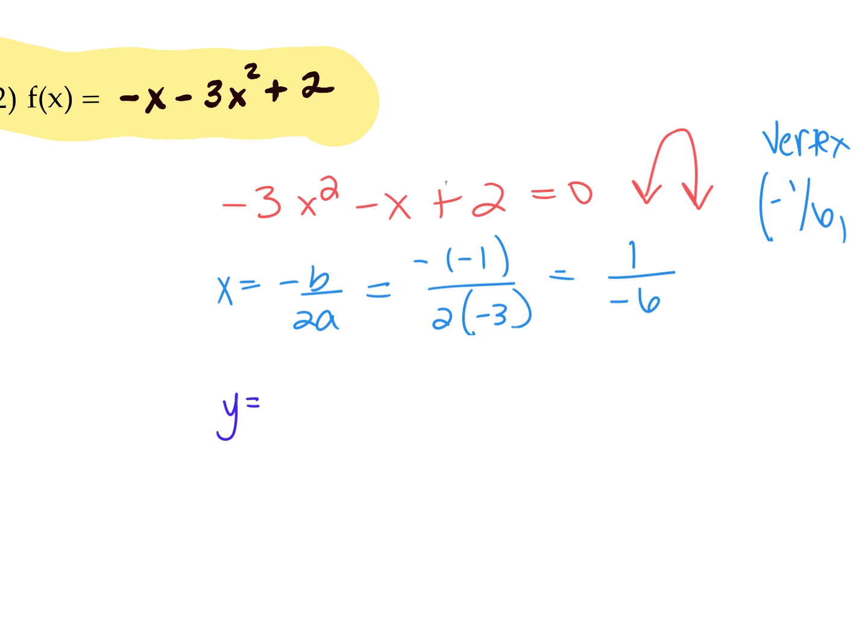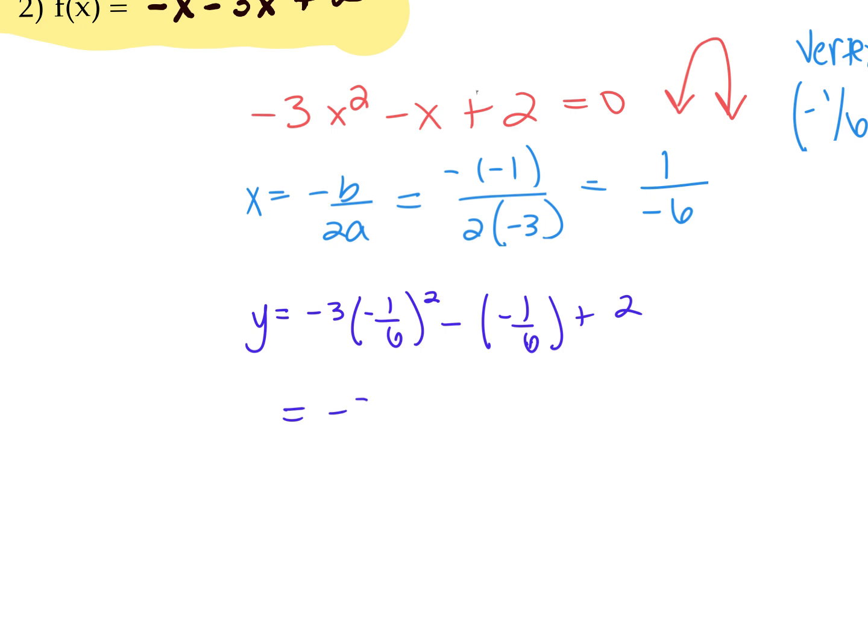So y equals negative 3 times negative 1 over 6 squared minus negative 1 over 6 plus 2. Everybody with me? Okay, now we're going to go back to middle school. Negative 3 over 1, right? What happens when I distribute this 2? It goes to the numerator and where? To the denominator. So negative 1 squared is 1. 6 squared is 36. Good.